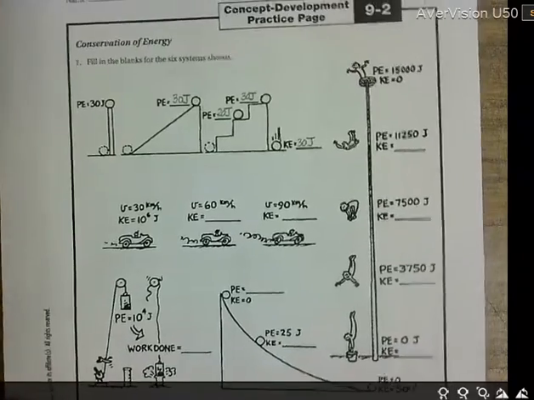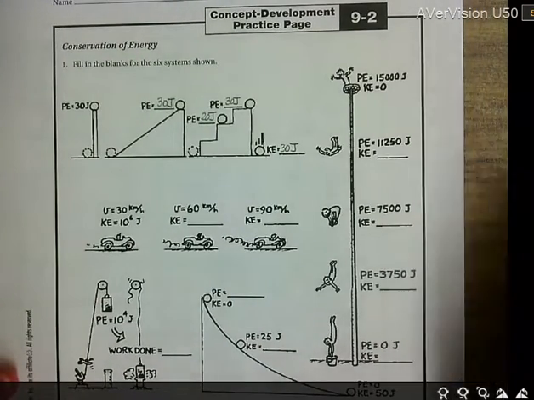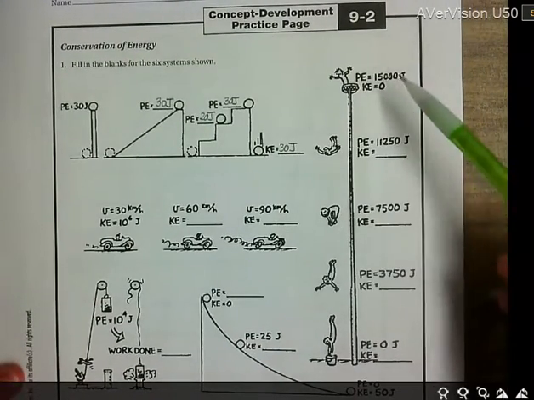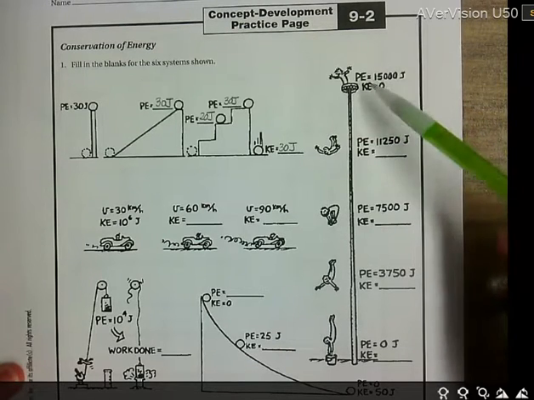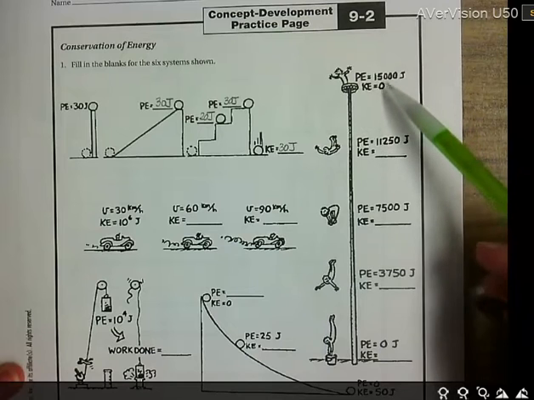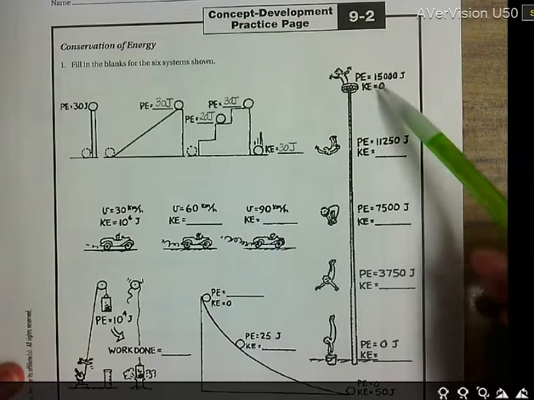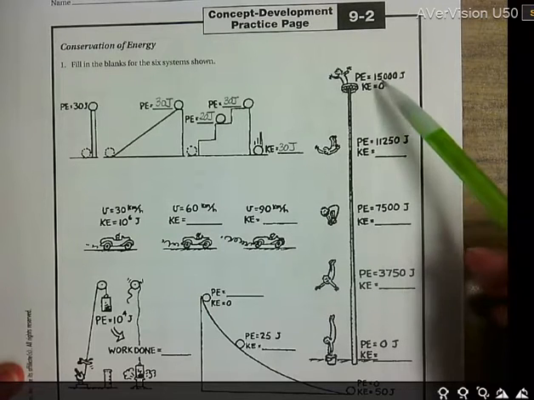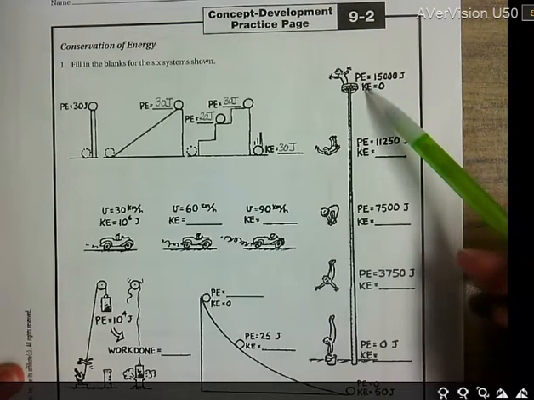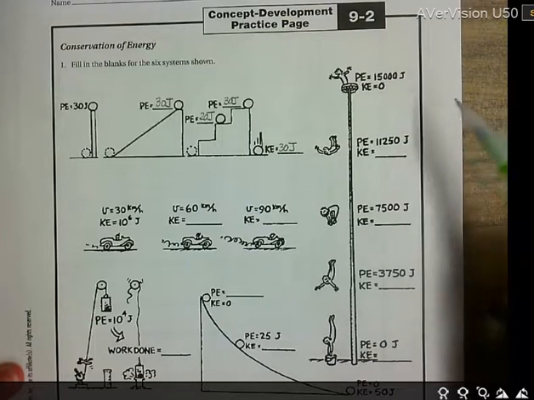All right, our skydiver here. Great, so we see up here at the top, or kind of a daredevil, I guess. Our person up here at the top has 15,000 joules of potential energy and no kinetic energy because the person is not moving yet. This is all stored potential energy, gravitational potential energy.